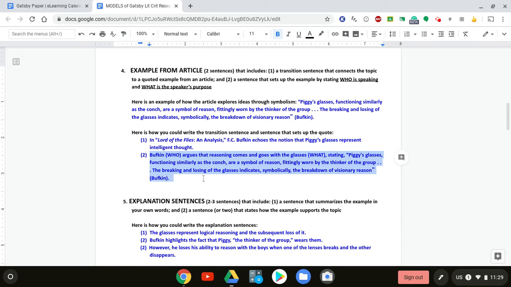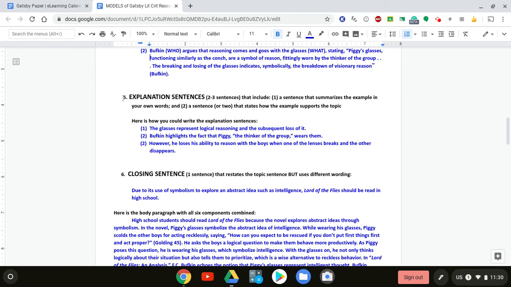And then the sentences that set up the example by saying who and what, who is speaking and what is the speaker's purpose. Bufkin argues the reasoning comes and goes with the glasses, stating Piggy's glasses, functioning similarly as the conch, are a symbol of reason, fittingly worn by the thinker of the group. The breaking and losing of the glasses indicates symbolically the breakdown of visionary reason.